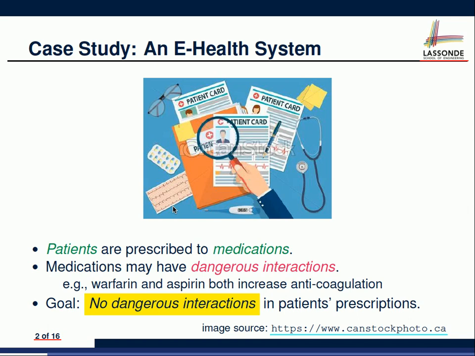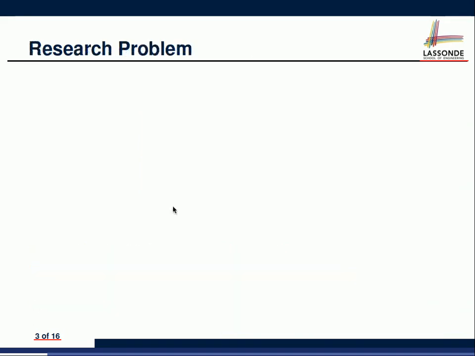The goal would be there should be no dangerous interactions between any of the prescriptions for a particular patient. We want to make sure this is a global property that's imposed. So given that, I can propose our research problem here. Because typically, if you want to specify your system or implement your system, you got some kind of informal requirements, but how can you make it to eventually the working code?